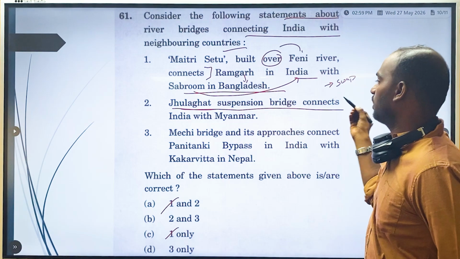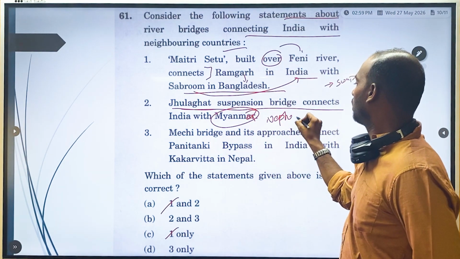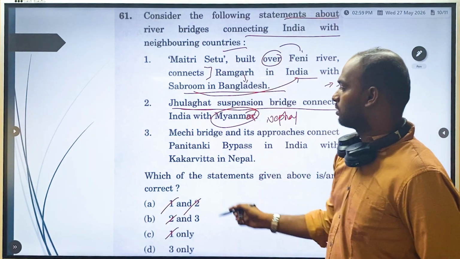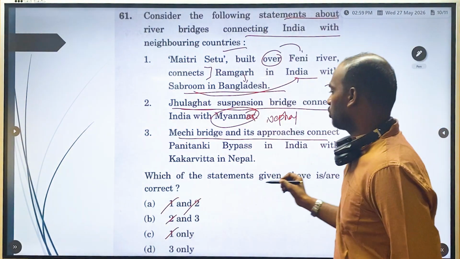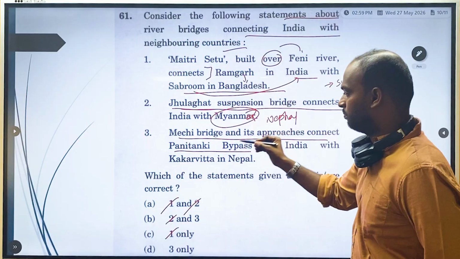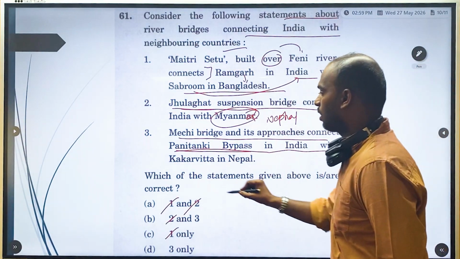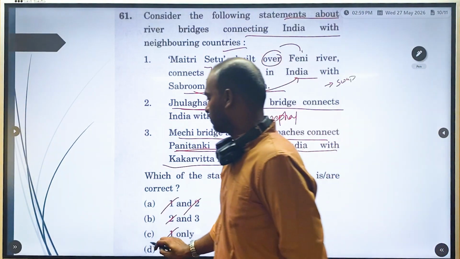Jhulaghat suspension bridge connects India with Nepal. Without reading this, the Mechi bridge and its approach connects Panitanki bypass in India with Kakarbhitta in Nepal. So statement 3 is correct.